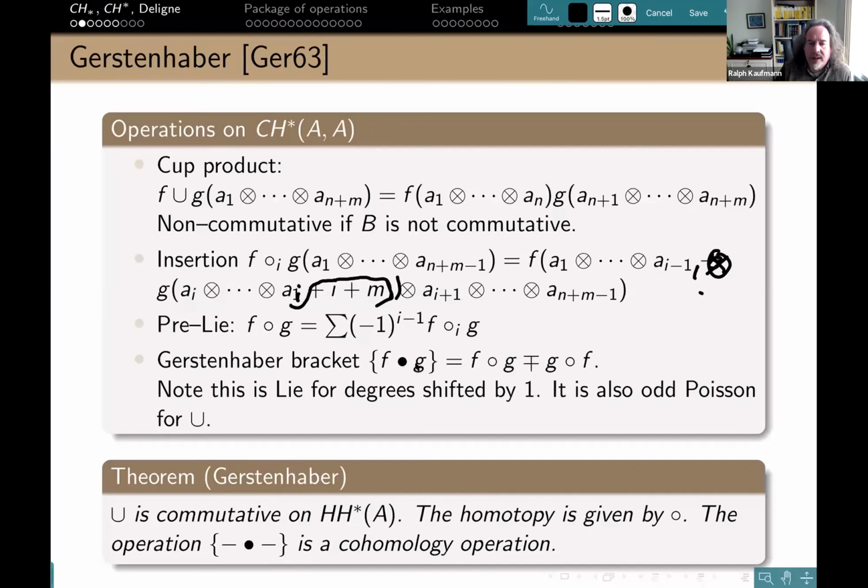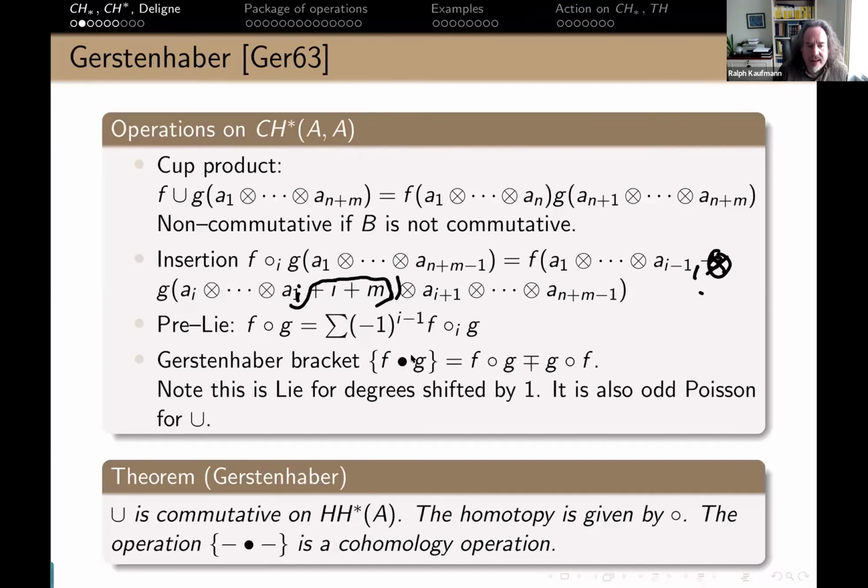In principle, you can shift the degrees by 1, and then this will be a Lie algebra. And there is also a nice compatibility, which is Poisson style, but you have to get the right signs again.